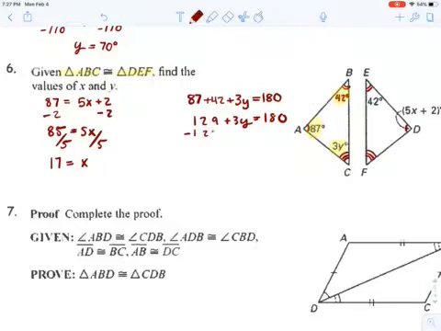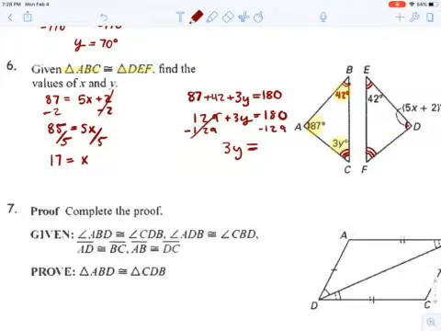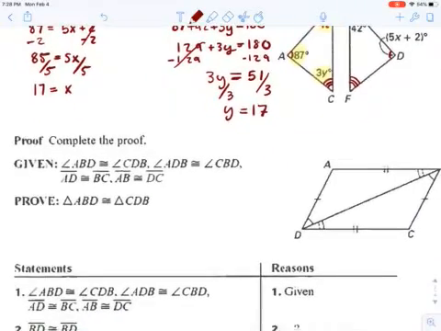To solve for y, you'll need to subtract 129 on both sides, and 3y will equal 51. Divide by 3 on both sides, and y equals 17. What a coincidence. They both equal 17.